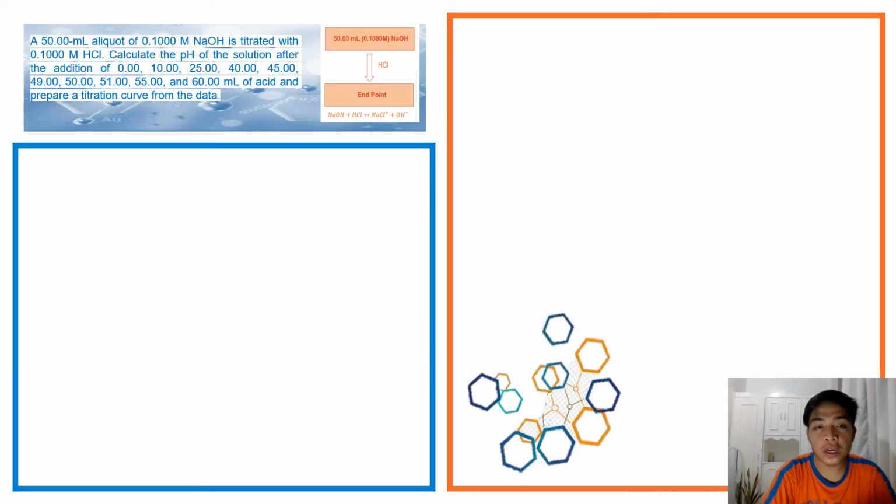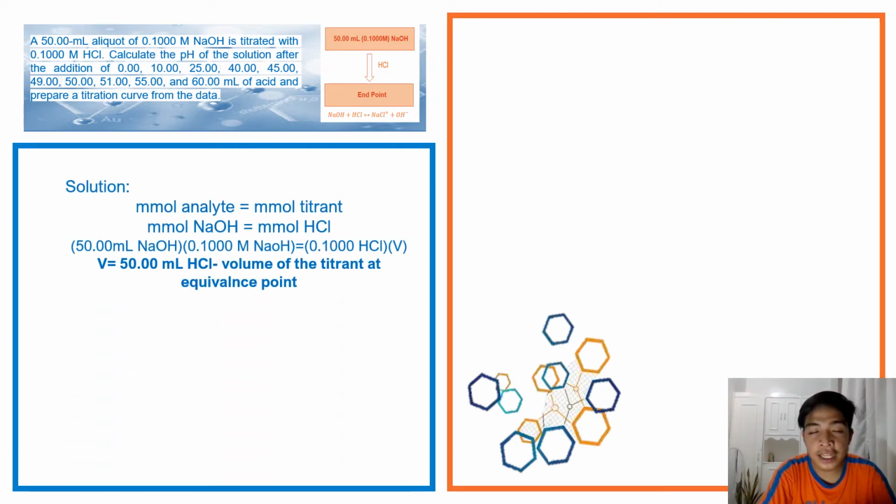From the problem, we're not given the volume of the titrant at the equivalence point. We are going to utilize this equation to obtain it: the millimoles of analyte equals the millimoles of titrant, which is also the millimoles of sodium hydroxide equals the millimoles of hydrochloric acid. From this equation, we obtain 50 mL of hydrochloric acid as our volume of the titrant at the equivalence point.